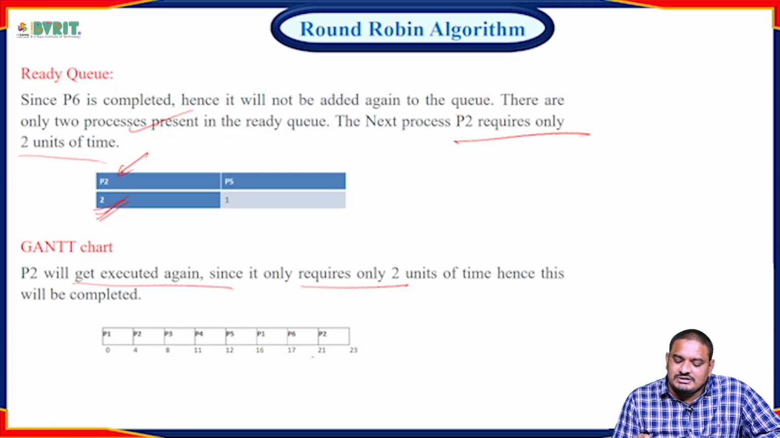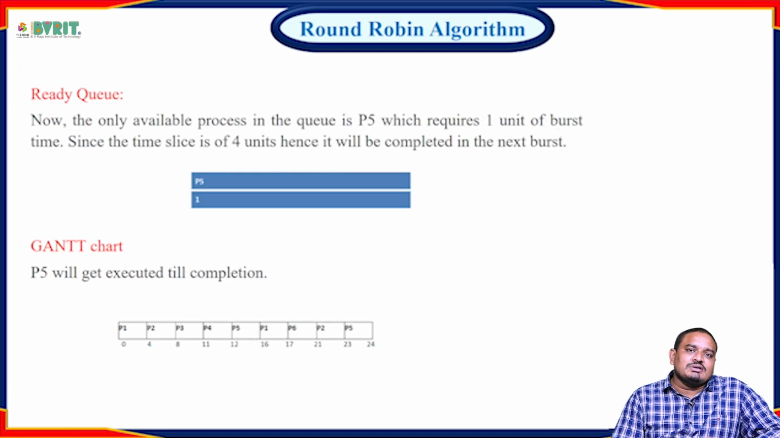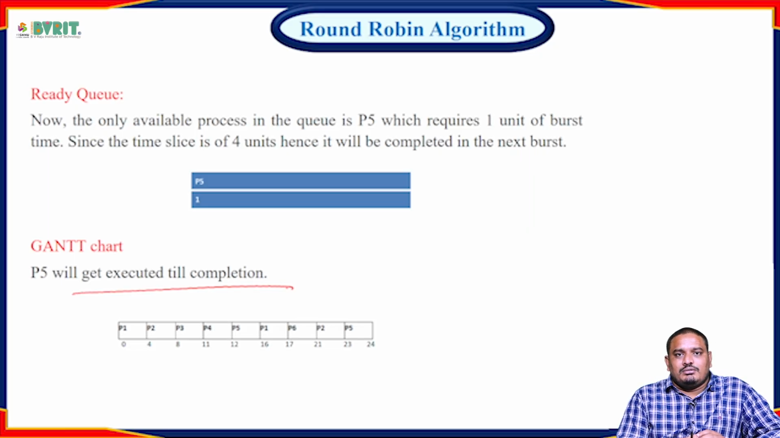The P6 is completed at 21 units previously. Whenever coming to the P2 process executing with the burst time of 2 units, 21 plus 2, that is 23 units. The P2 is completed at 23 units. The remaining P5 is in the ready queue. The P5 is executed till the completion. Now the remaining P5 is executed, that is 23 plus 1, that is 24 units.